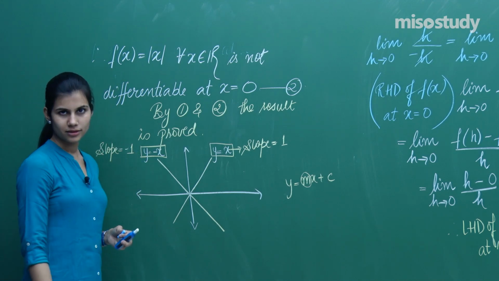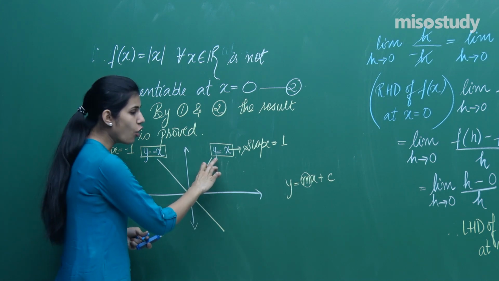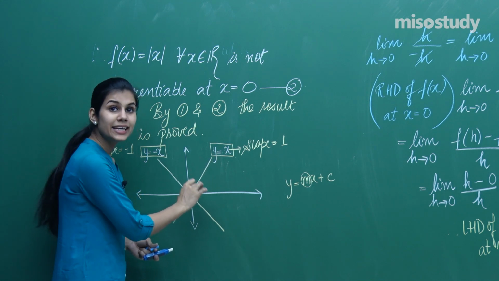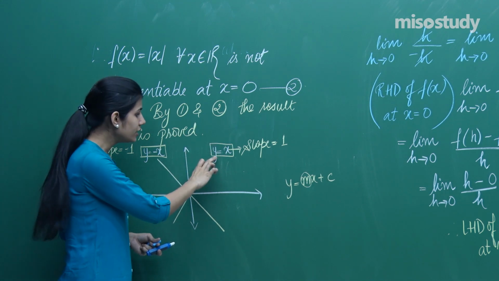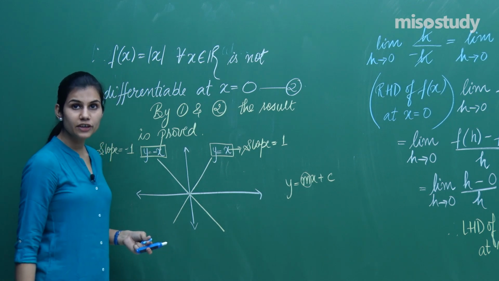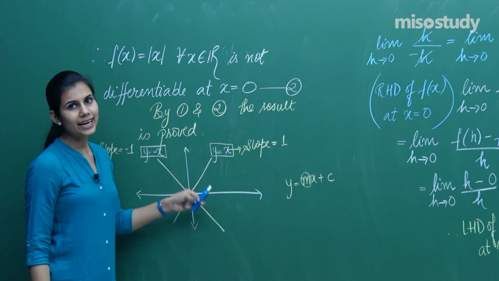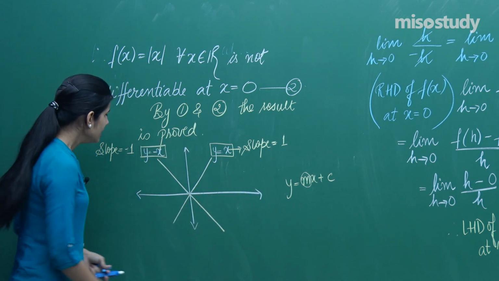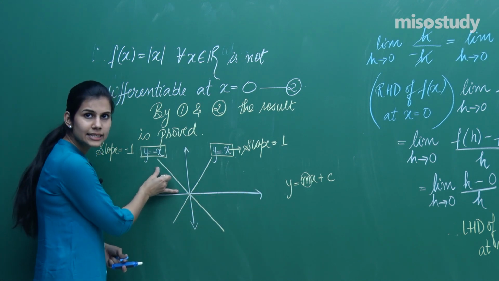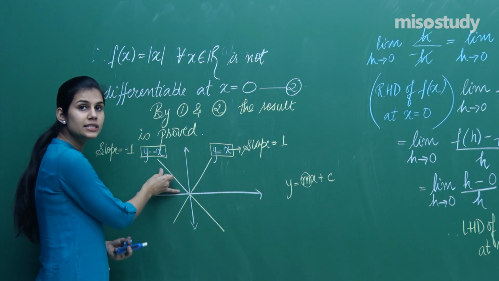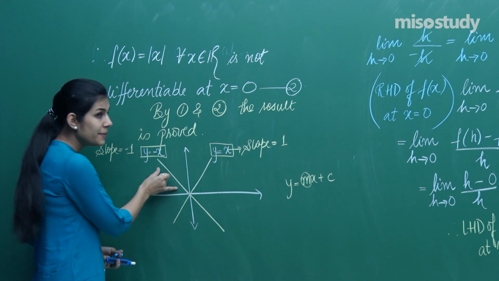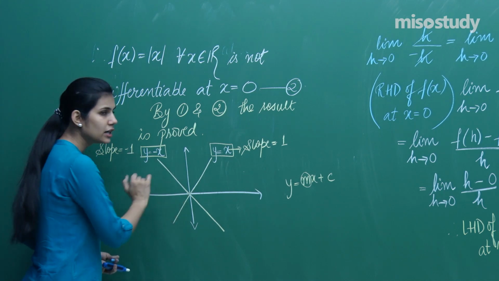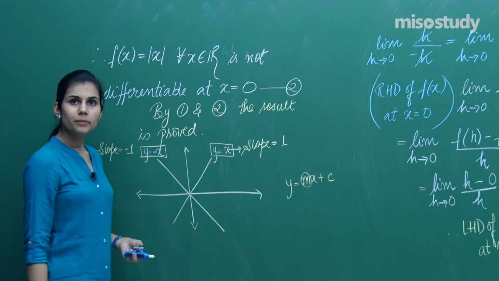That means the chord that you have drawn on the right hand side of the point to the curve, its limiting position is basically giving you the slope of the tangent at the point 0 to the curve from the right hand side, which is 1. Similarly, this is one chord I can consider which is drawn to the curve on the left hand side of the point. The limiting position of this chord is actually giving me the slope of the tangent to the curve at the point 0, which is coming out to be minus 1.